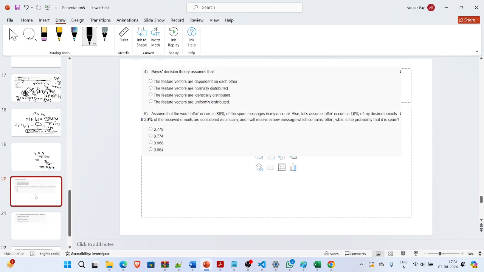And other than that, what we have here is that Bayes' decision theory assumes that they are identically distributed. Okay, no, not identically. Feature vectors are identically distributed. Yes, identically distributed. So feature vectors means the features that we have are of the same distribution. Okay, sir.